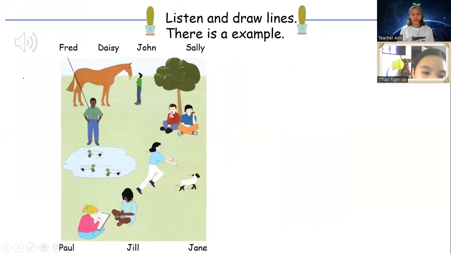Look at the picture. Listen and look. There is one example. Hello. Is Fred at the farm today? Yes. I think he's looking at the ducks.